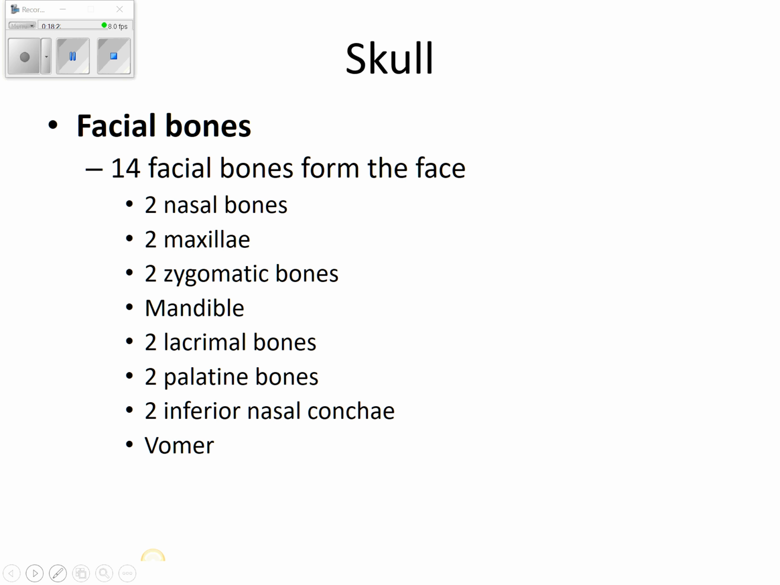Your 14 facial bones are your 2 nasal bones, 2 maxilla bones, 2 zygomatic bones, your mandible bone, your 2 lacrimal bones, your 2 palatine bones, your 2 inferior nasal conchae bones, and the vomer bone. And we'll go through all these on the next few slides in a little bit more detail, but I just wanted to write those out so you know which bones were which.